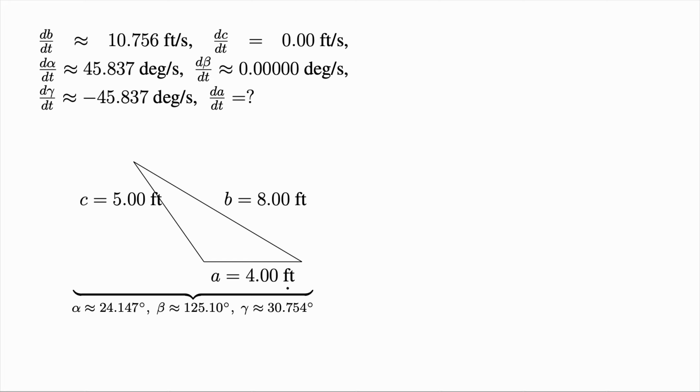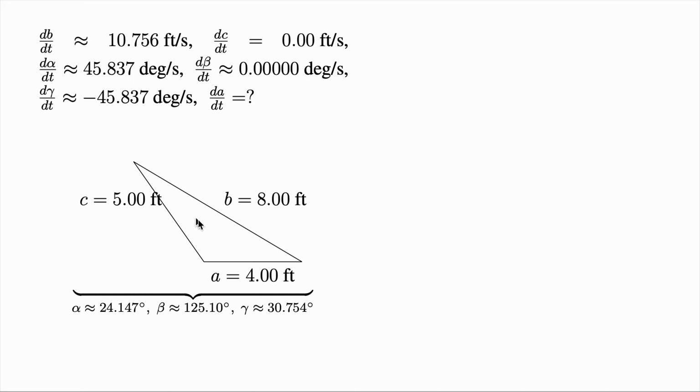This related rates problem is on a triangle where different side lengths and angles are changing. Here it looks like dC/dt. So C is going to be this side length, and it looks like it's not changing. So this side length is constant. Also notice that there's an angle which is constant.